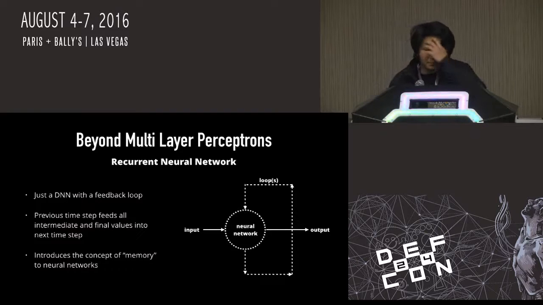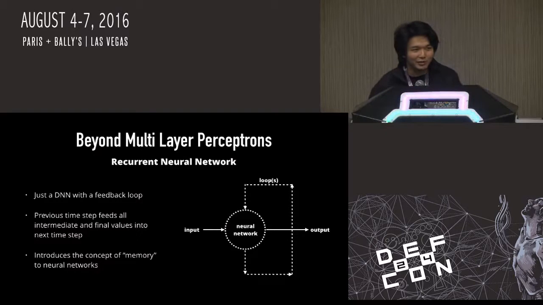So besides convolutional neural networks, there are also things that are called recurrent neural networks. These are slightly more complicated, but not actually that complicated. What you have is just recursion in a neural network. Instead of feeding in input one way through a neural net, you have recursion in it. So the output of each time step and each intermediate output actually gets fed into the next time step. So this introduces the concept of memory.